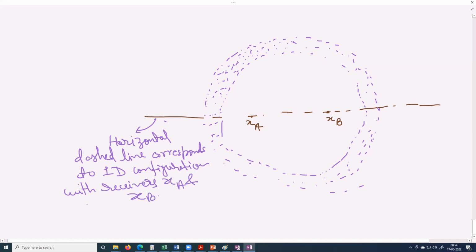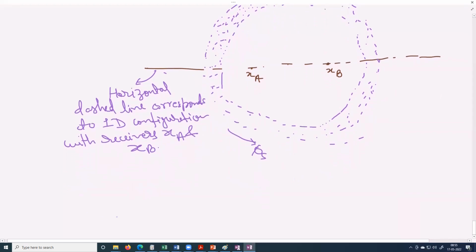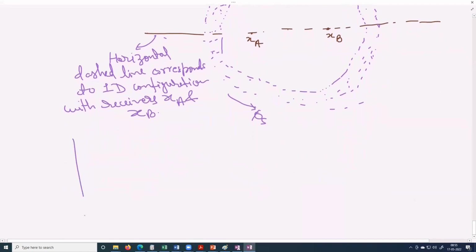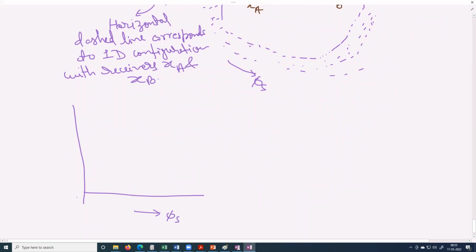Okay, and this is your phi s. This basically represents the polar source coordinate. The response that you will see at XA with respect to this phi s angle would look something like this. Here you have the phi s angle, which may vary from minus 90, here you have 0, here 90, here 180, and maybe here 270. And on the other axis, you have 0, 0.5, 1.0, and 1.5.